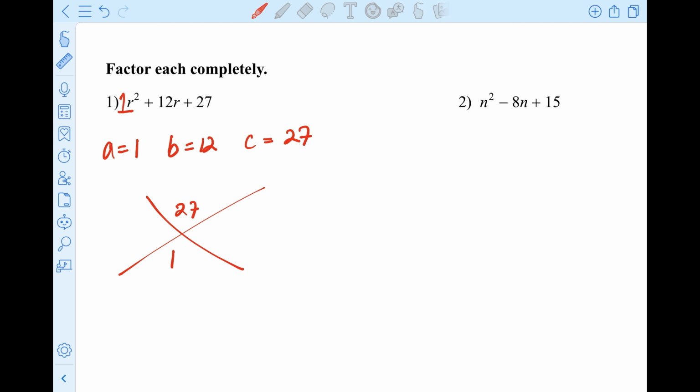27 and 12, right? We're finding two numbers that multiply to give us 27 and add to give us 12. That's what we're looking for. So we're looking at 27 and we're trying to find, and you guys probably figured it out already, but let's humor me for a second.